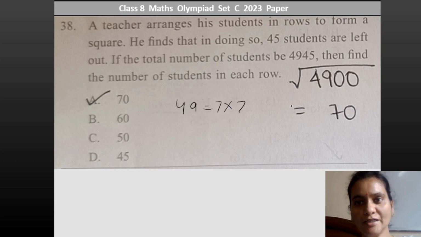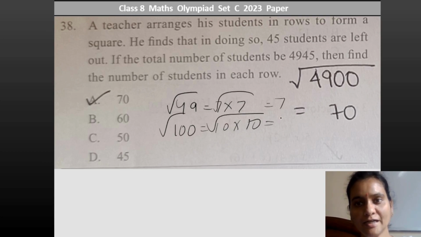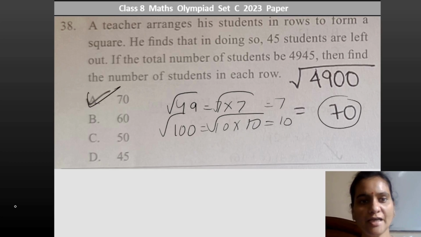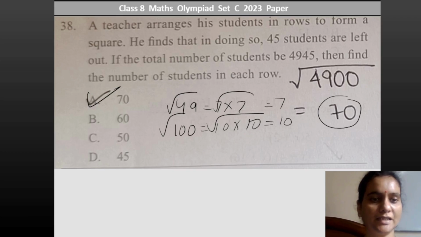Similarly, 49 into 100 is 4900. So 100 is how much? 10 into 10. So definitely if we try to find the square root for this, it will become 7 here and it will become 10 here. So 7 into 10 is 70. So option A is the correct answer for question number 38.